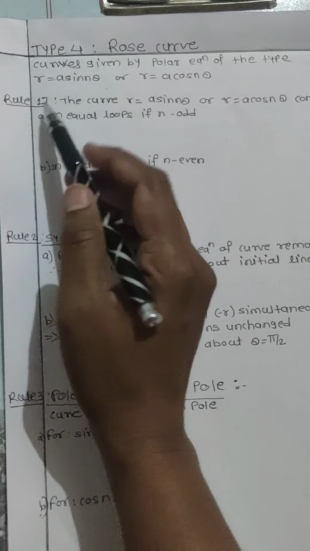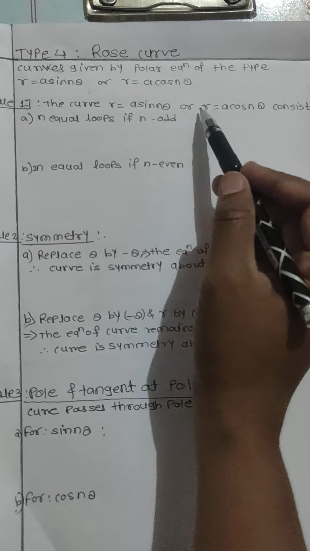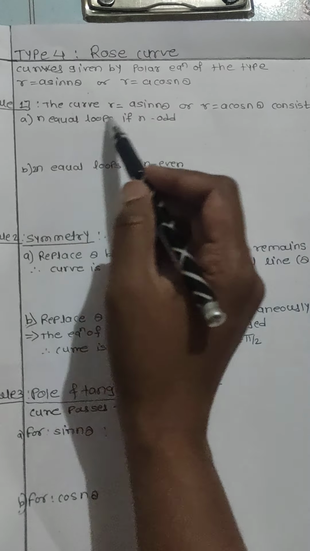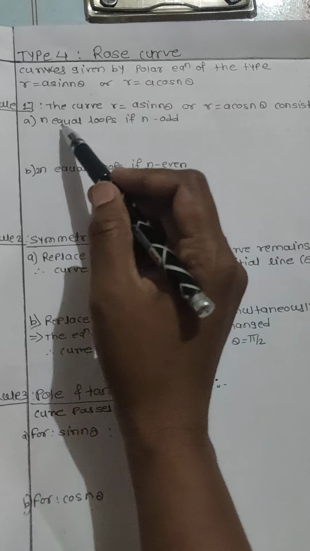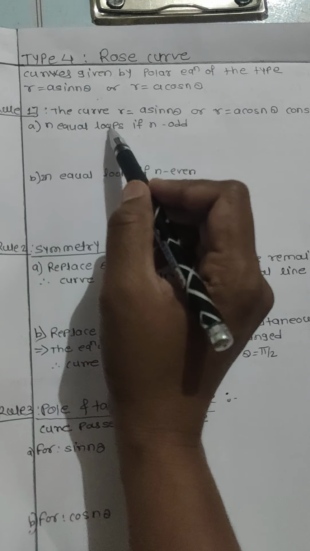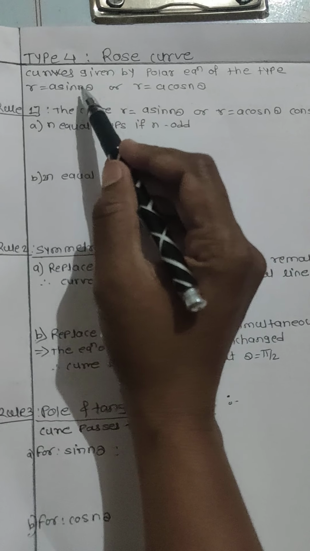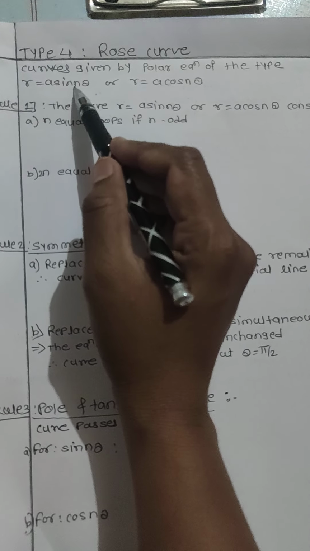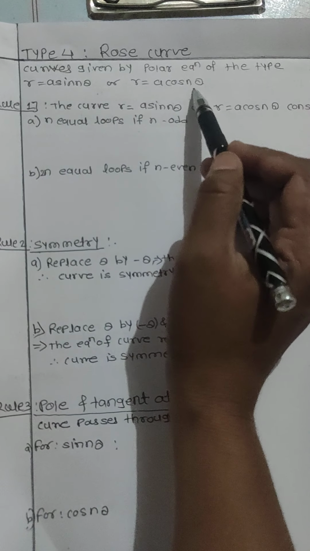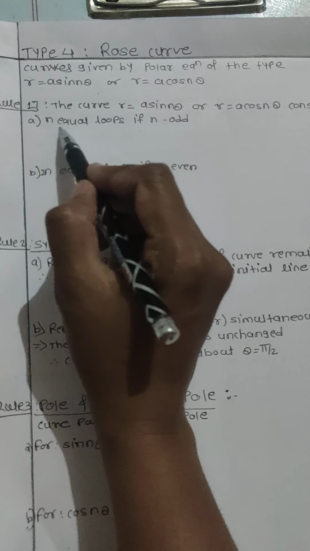See here, rule 1: the curve r equal to a sin n theta or r equal to a cos n theta consists of how many loops. If n is odd, that means for r equal to a sin n theta and for r equal to a cos n theta, if the value of n is odd, then the total number of loops is n.